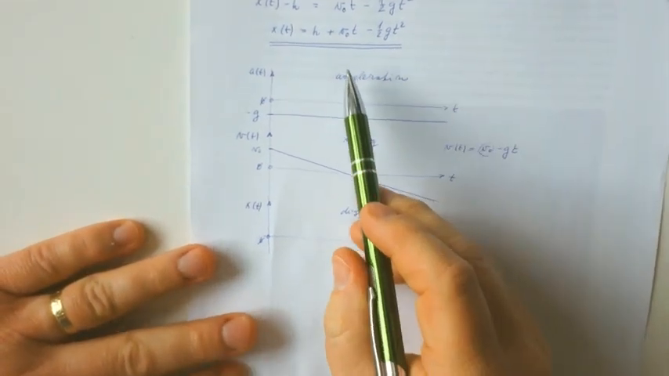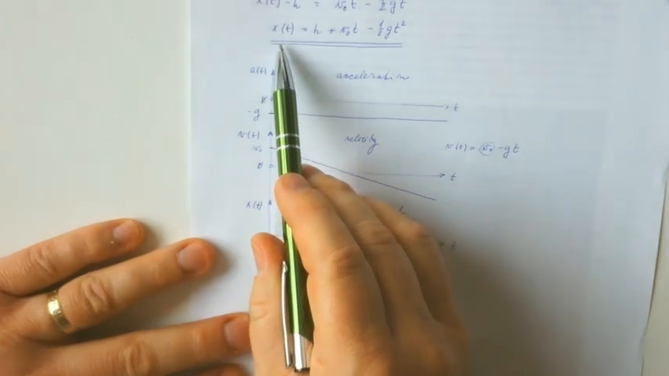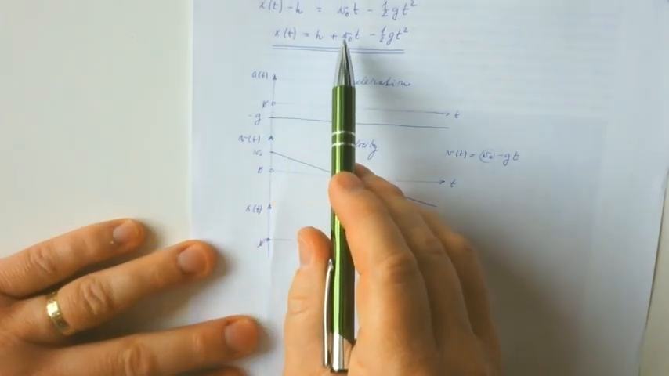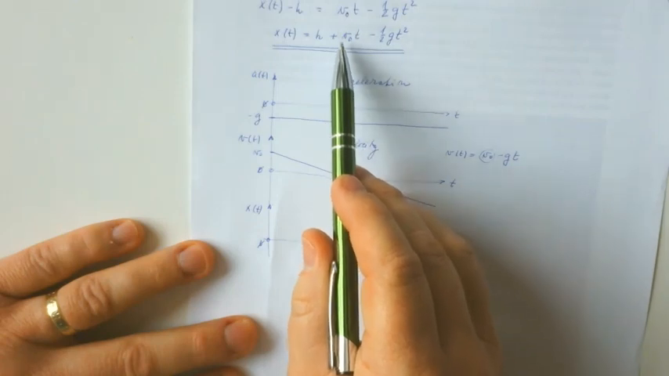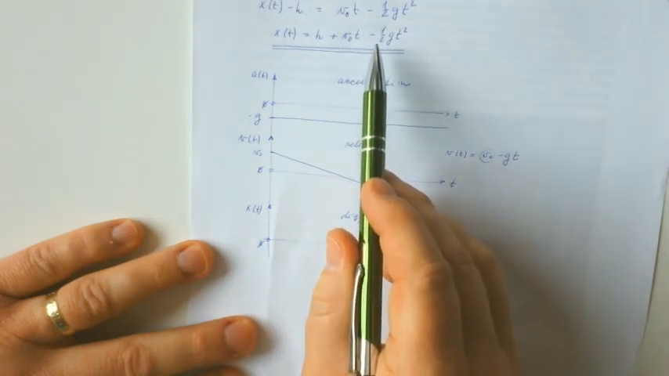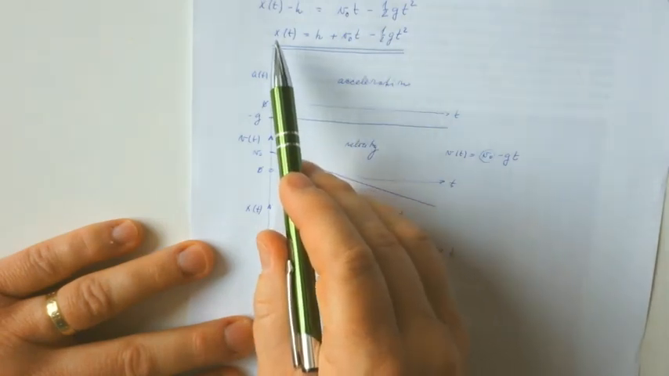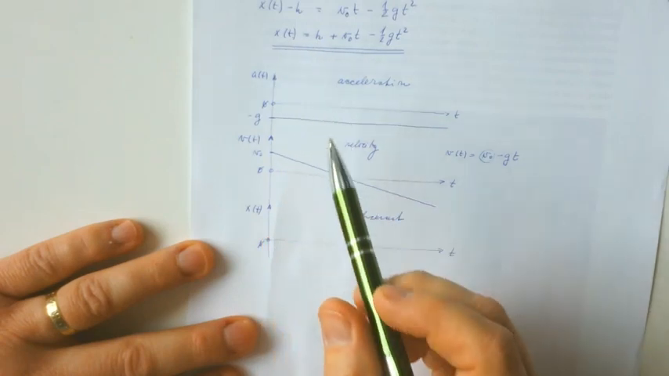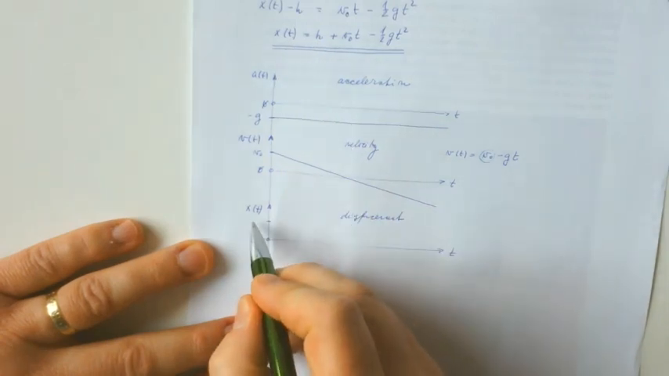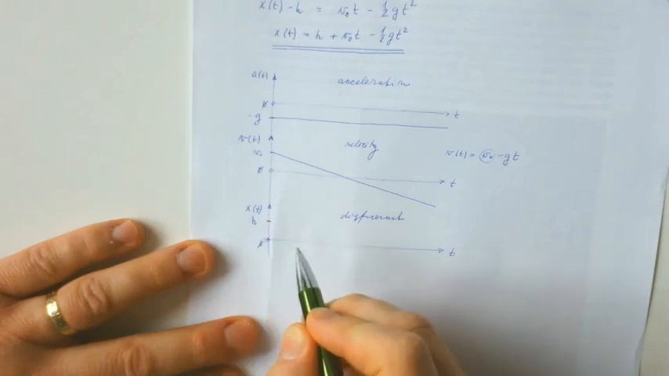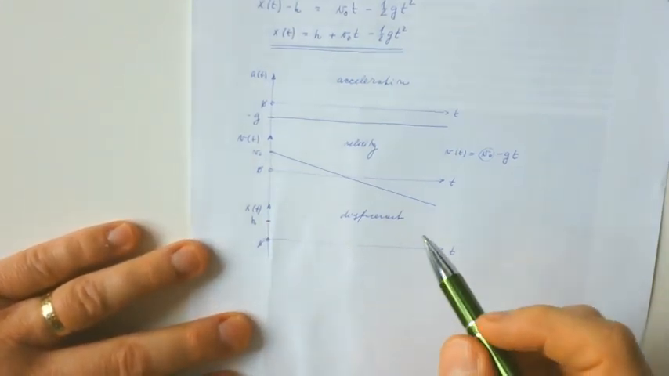And finally, for displacement we start from h, because when t is 0, this term is 0 and this term is 0 as well. So x at 0 is equal h. So we start at h as an initial value of displacement.